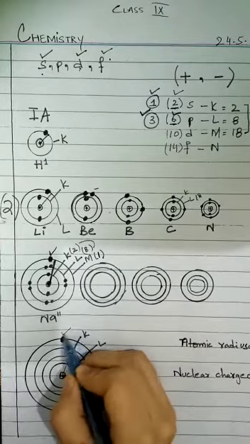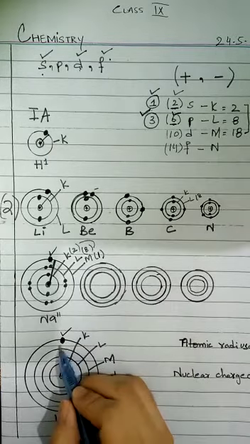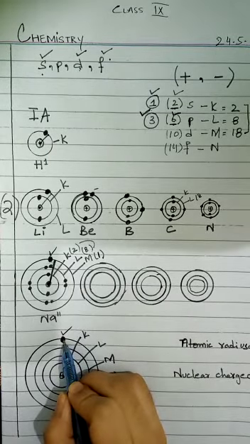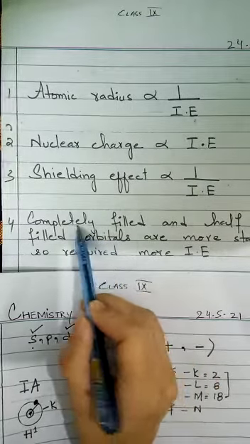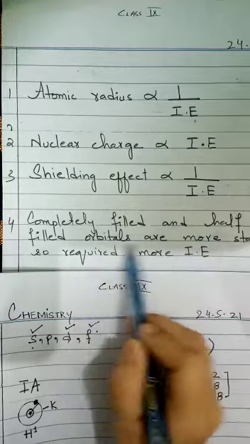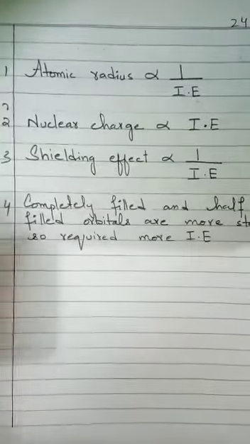then we require less amount of energy to remove this valence electron, right? And the fourth one is electronic configuration. Completely filled and half filled orbitals are more stable, so we require a more amount of energy, right?